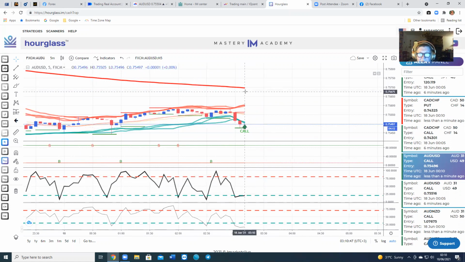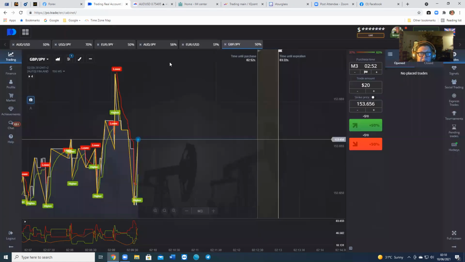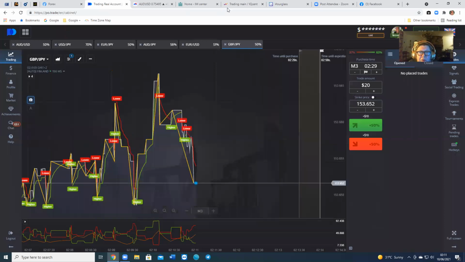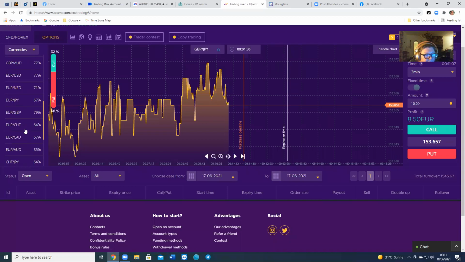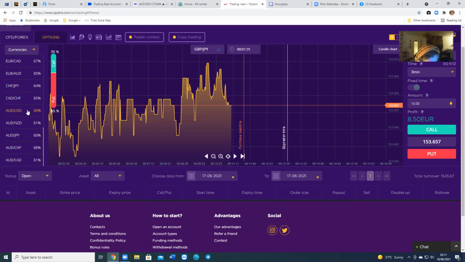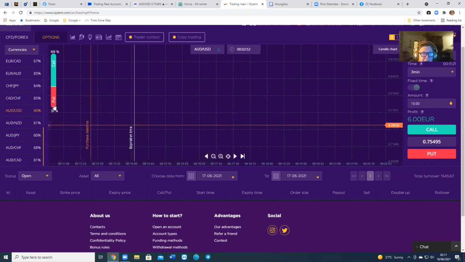Again, we've got our ceiling up here, so I'd like to see price come up and then take it for a put because the Australian dollar is so weak. And not on pocket option, not going to take it on there. So it's dropped to 60. Oh no, it was 60, sorry. Don't want to take it on there at 60.